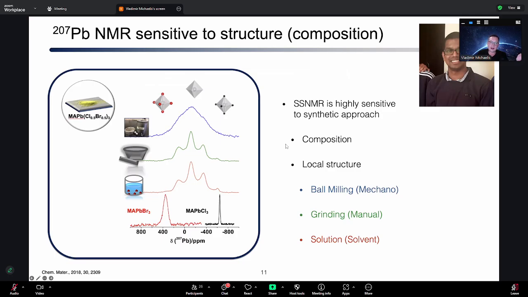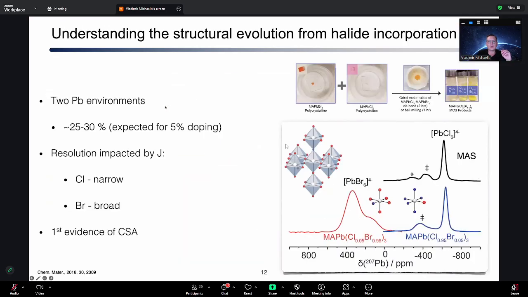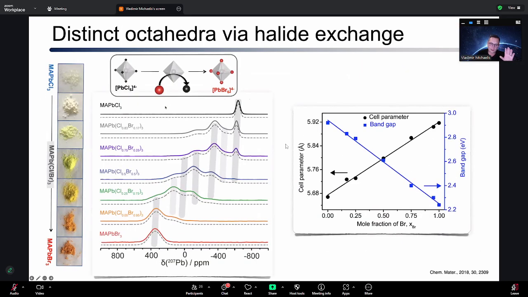If you change this to high energy ball milling, you get the same overall distributions, but you get a broadening. And this is because the high energy and the soft lattice of this lead halide basically deform slightly. They're not amorphous, but locally they're disordered. Okay, so the synthetic technique does matter in these systems.